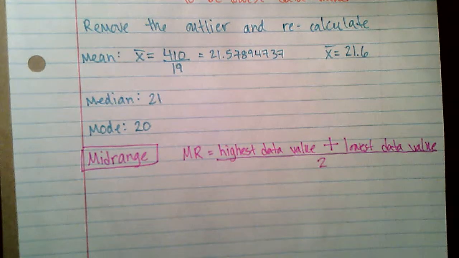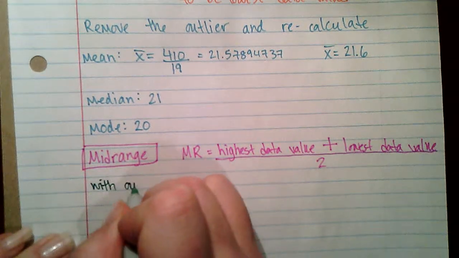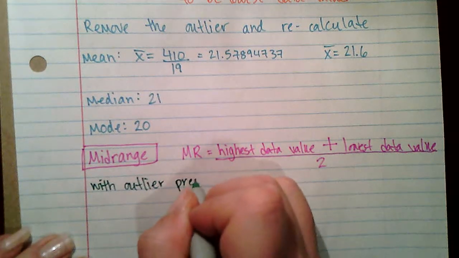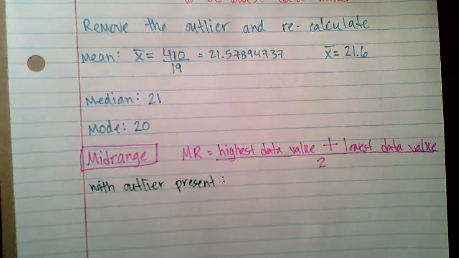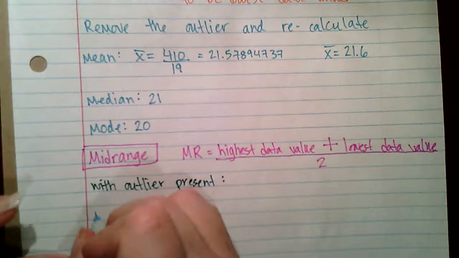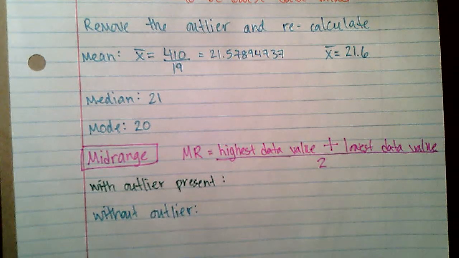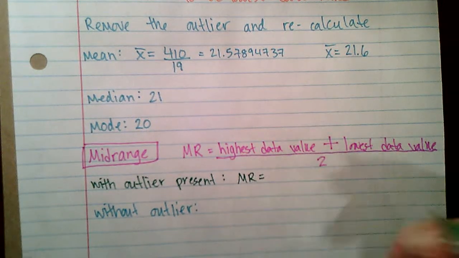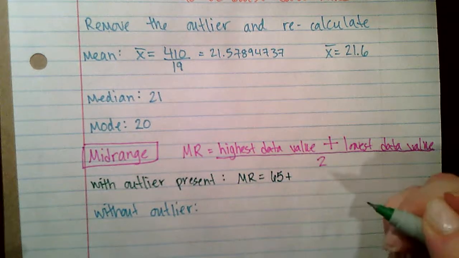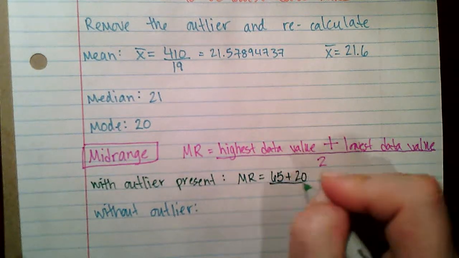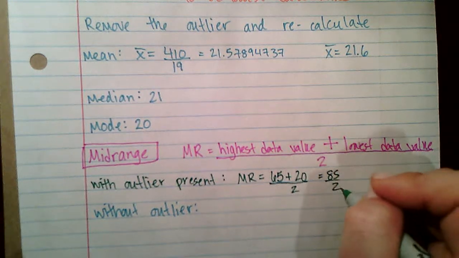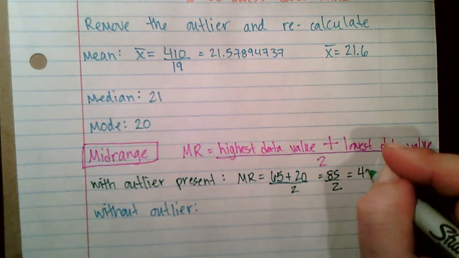Now, it's not a super great measure. We'll look and see with our example, we'll use the outlier, and then we will refigure it without the outlier. This is the same example we were just working on. So with the outlier present, our mid-range would be the highest data value, which was 65, plus the lowest data value, which was 20. Divide that by 2, makes 85 divided by 2, so 42.5.